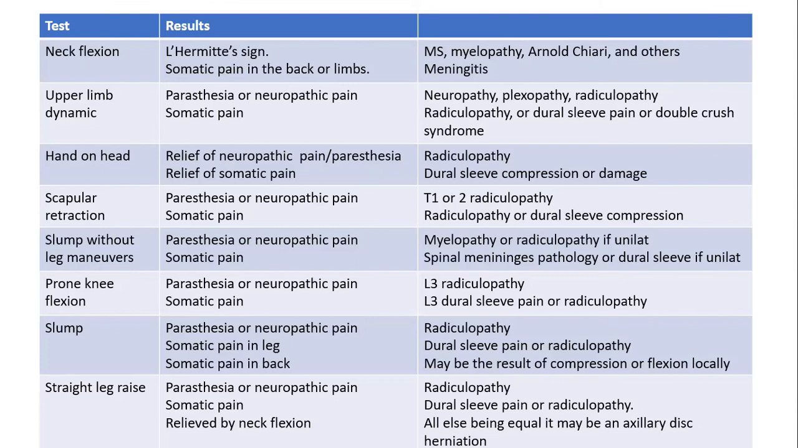Prone knee flexion, again, neuropathic symptoms. It's a radiculopathy, somatic pain. It could be a dural sleeve problem or a radiculopathy that isn't symptomatic for neurological symptoms. Slump tests, exactly the same stuff. Just remember what we were talking about. You're getting compression loading and flexion of the lumbar spine. So this is easy enough to confuse between actually a structural problem in the spinal joints and a disc, and also a neuromeningeal problem. Same with the straight leg raise.